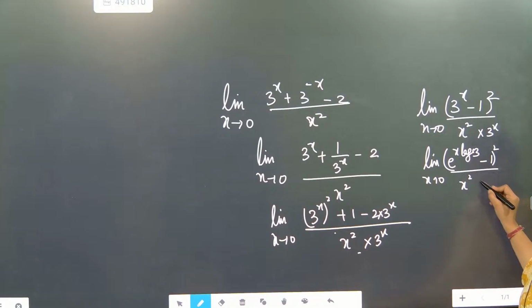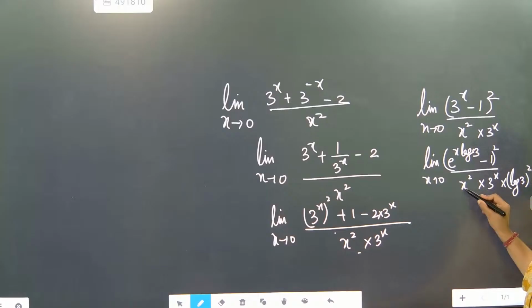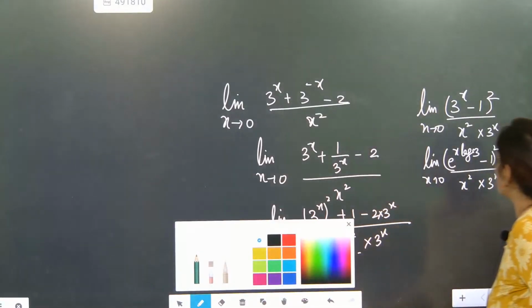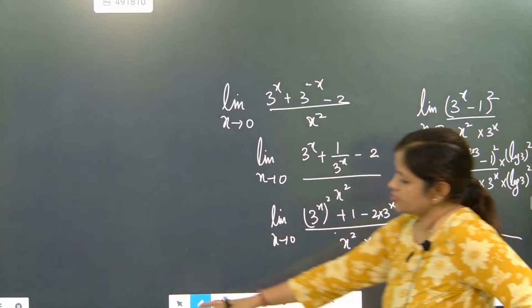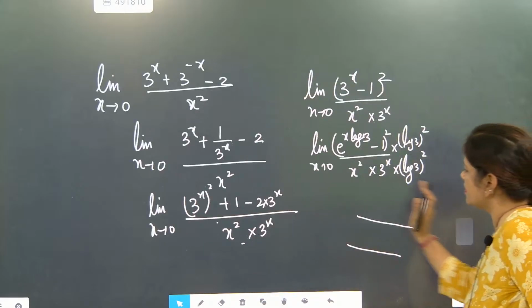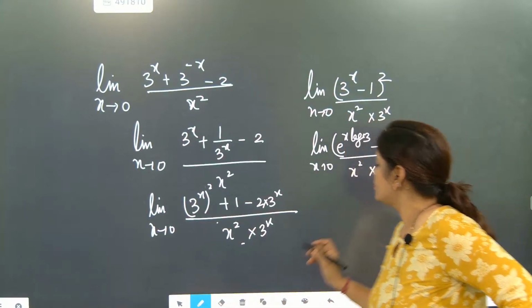whole square into, here it will become 3 to the power x will be there, but we will multiply log 3 whole square because x square is there, na? And here it will become log 3 whole square. Why we are doing like this? Because here x square part is there. So once x square part is there, log 3 x square part will come. So here definitely we are going to put this section.